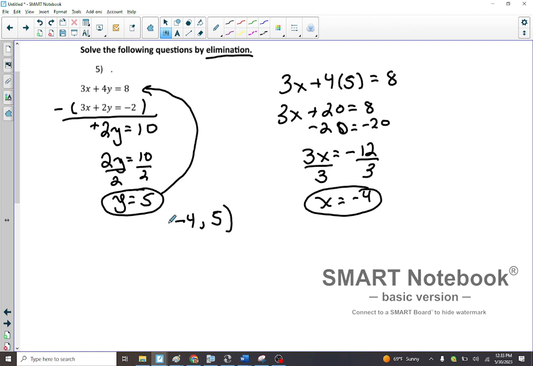Does it matter which one we choose to subtract? No, it does not matter. You plug it in either one, they should both work. Assuming you did the work earlier correctly, then yeah, it should work.